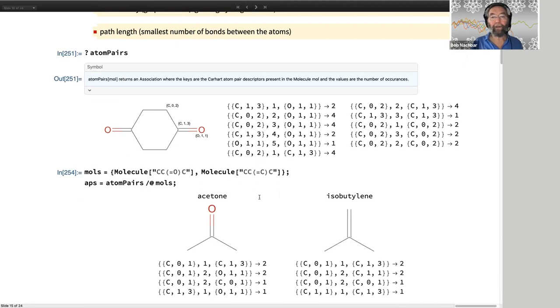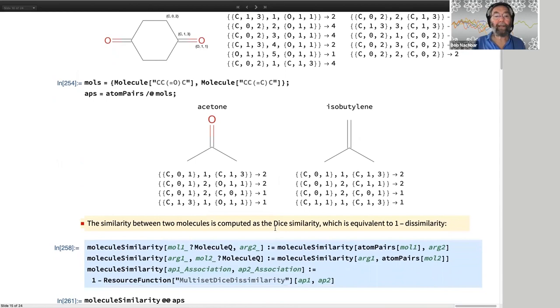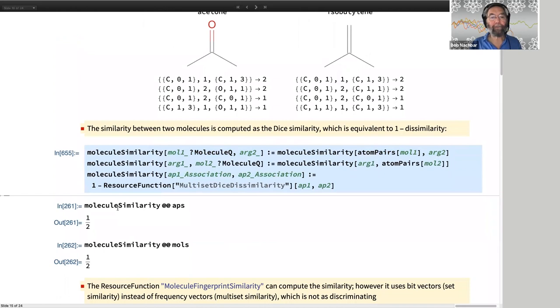We can also look at other molecules like acetone or isobutylene. They're very similar except for just 1 atom, but they do have a different atom pair descriptor. And we can calculate the similarity between them by using the Dice similarity. That's equivalent to 1 minus the dissimilarity. And we can use the resource function MultisetDissimilarity to calculate the dissimilarity. And we subtract it from 1 to get the actual similarity to show how similar they are. So the similarity runs from 0, meaning the two molecules are absolutely totally different from each other, to 1, which means they're identical. And so looking at the atom pairs here for acetone and isobutylene, they have a similarity of 1/2.